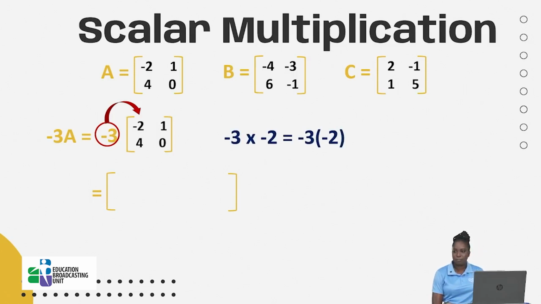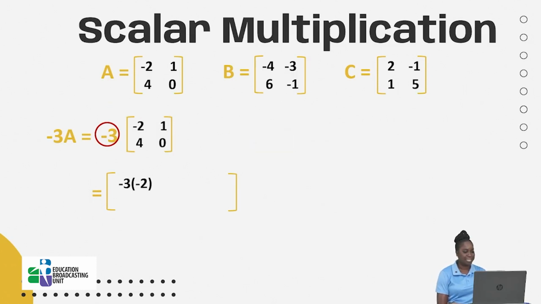-3 times -2 is the same as if I used brackets instead of the multiplication sign, because brackets also mean to multiply. And so -3 times -2, and we're going to take -3 and multiply to the next term, which is 1, -3 times 1, and the next term, which is 4, -3 times 4, and the final term, which is 0, -3 times 0.